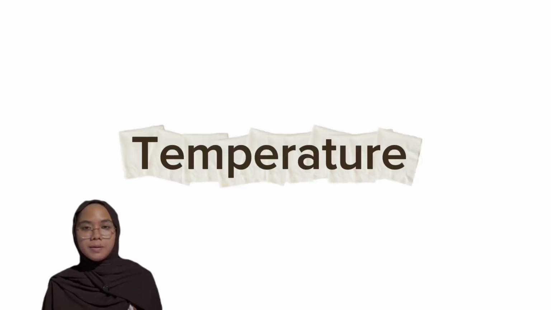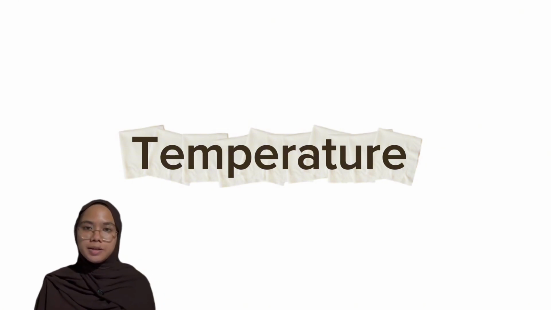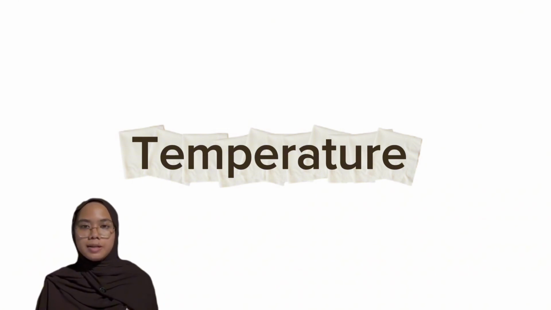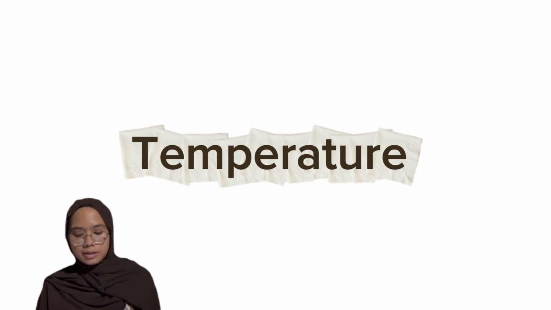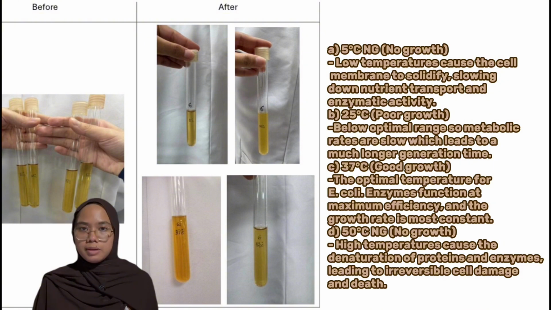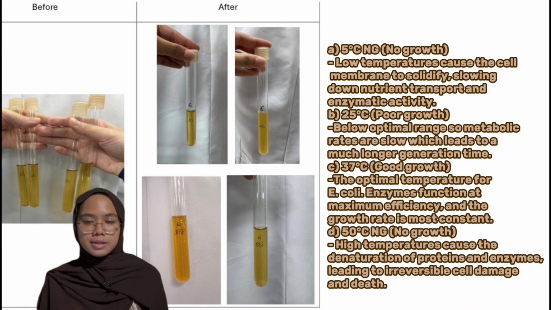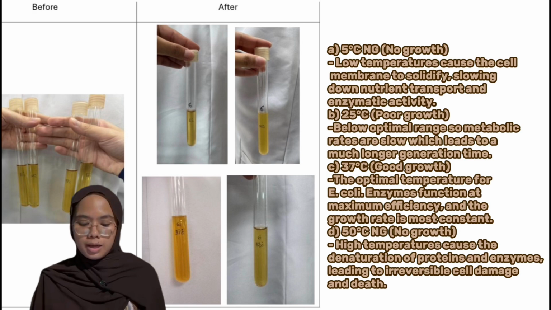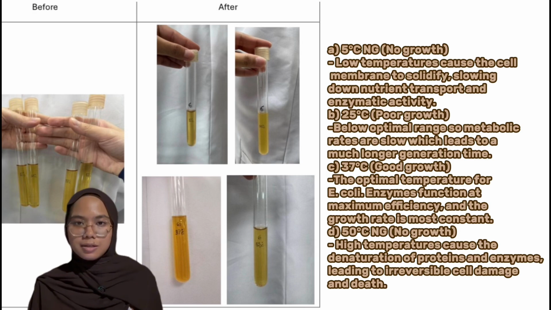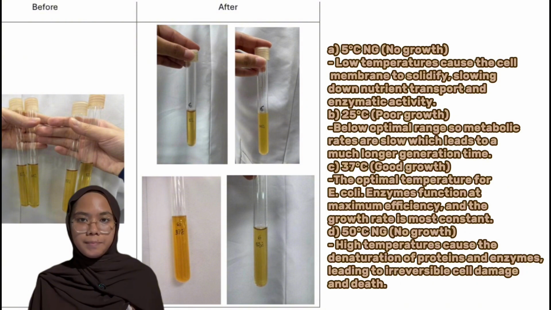Now I will explain how pH and temperature factors can affect the growth of E. coli. E. coli is a mesophilic bacterium, which means it grows best at an optimum temperature. First, let's look at the temperature factors. At 5 degrees Celsius, there is no growth. This is because cold temperature will cause the cell membrane to become rigid. Next, at 25 degrees Celsius, we observe there is poor growth. This is because the temperature is below the optimal temperature, so metabolic activities occur more slowly.